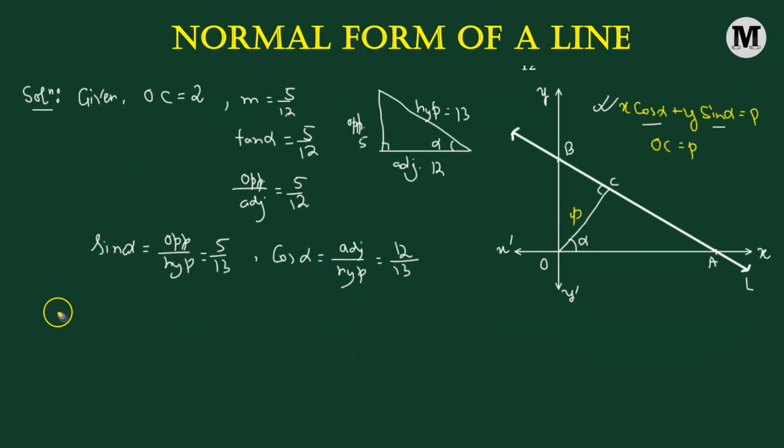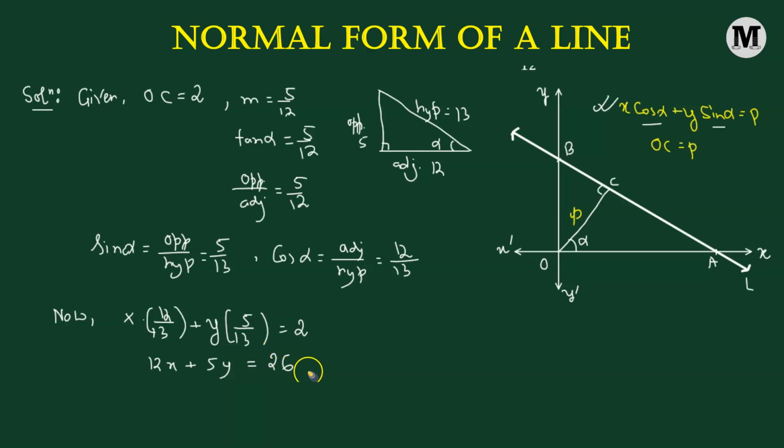So now we have x times cosine of alpha, which came out to be 12/13, added to y times sine alpha, that's 5/13. And this equals the perpendicular length, which is given as 2 units. Let's multiply throughout with 13, so we get 12x added to 5y equals 13 times 2, that's 26. So this is the required equation of the straight line.